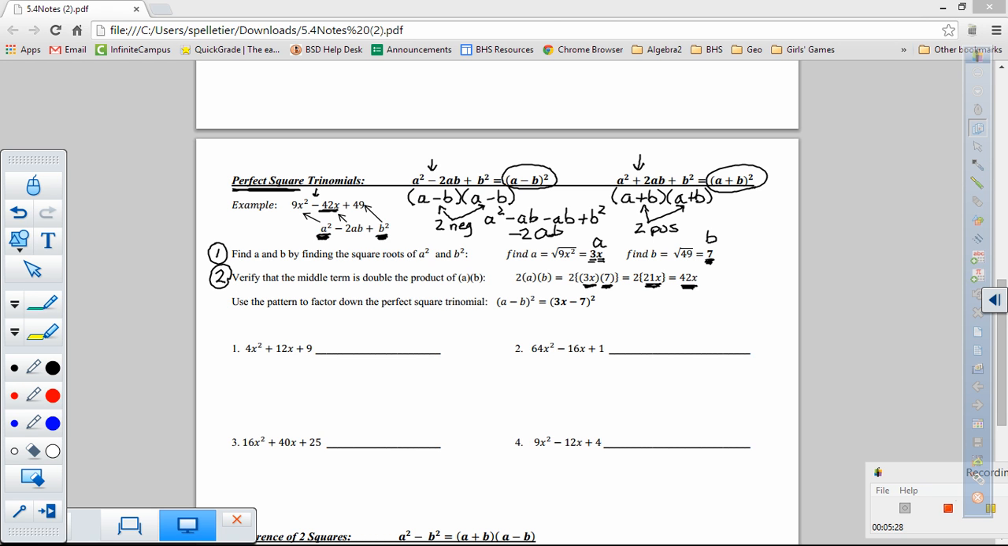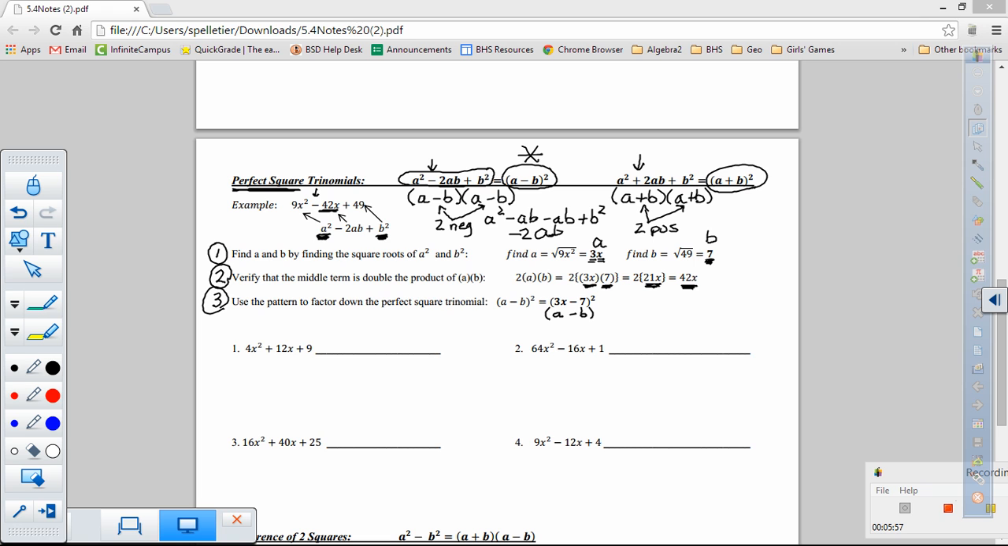So you use the pattern to factor down your perfect square trinomial. So your answer to factoring down a perfect square trinomial is going to be a minus b squared. So you do a, 3x, minus b, 7 squared. Okay? All right. I know that seems super overwhelming, but when we do these 4, it's going to get really, really easy.